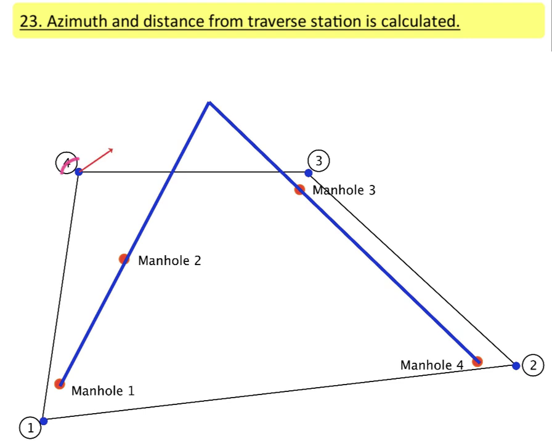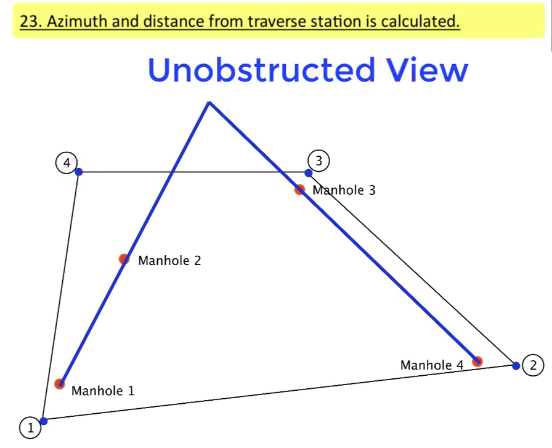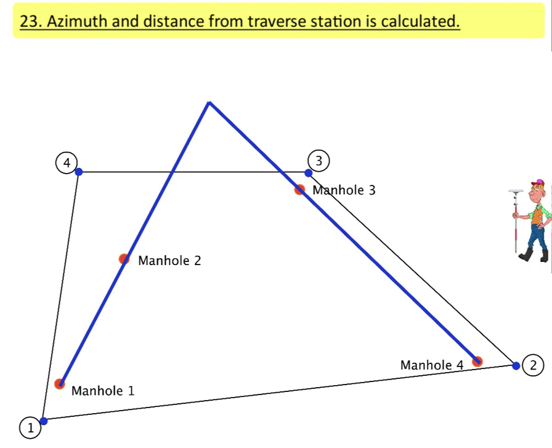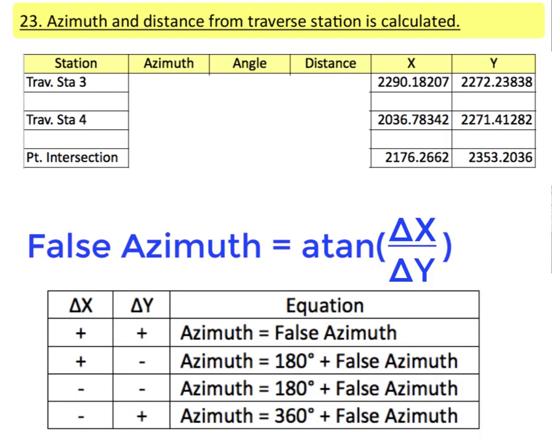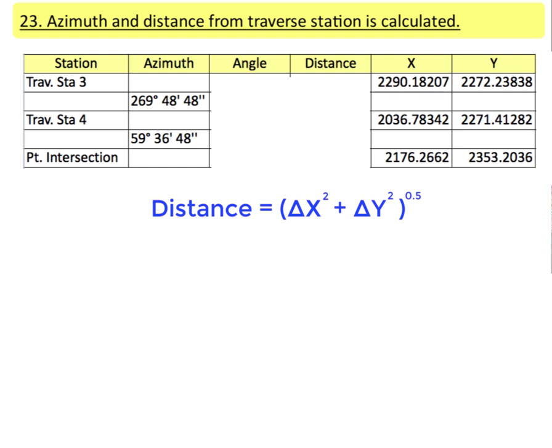Next, the azimuth and distance from a traverse station to the point of intersection is calculated. The traverse station chosen must have visibility to the point of intersection. Of course, with a GPS receiver, the coordinates can be entered and the point of intersection located using the GPS receiver. The azimuth is calculated using the procedure to calculate the azimuth between manholes 1 and 2 or 4 and 3. The distance is calculated using the procedures to calculate the distance between manholes 1 and 4.